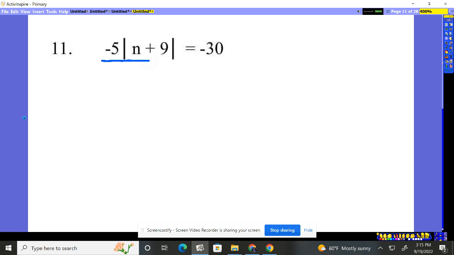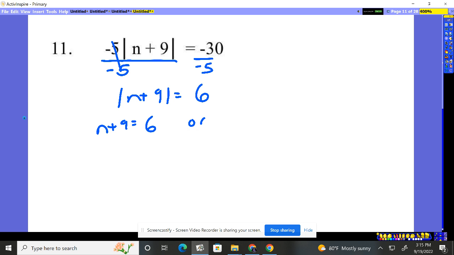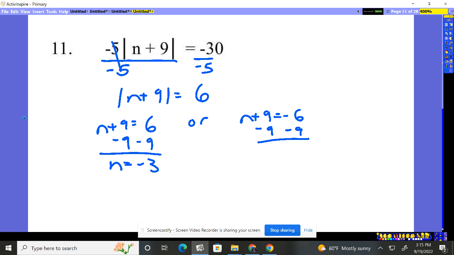Number 11, I'm going to start off by dividing by negative 5. Divide by negative 5. Absolute value of n plus 9 equals a 6. So I was like, hey, 2 possibilities: it could equal 6, or that n plus 9 could come out to be a negative 6, because the absolute value of negative 6 will give us a 6. Take away 9 from both sides here. Negative 3. Take away 9, take away 9. Negative 15 is my other possibility.